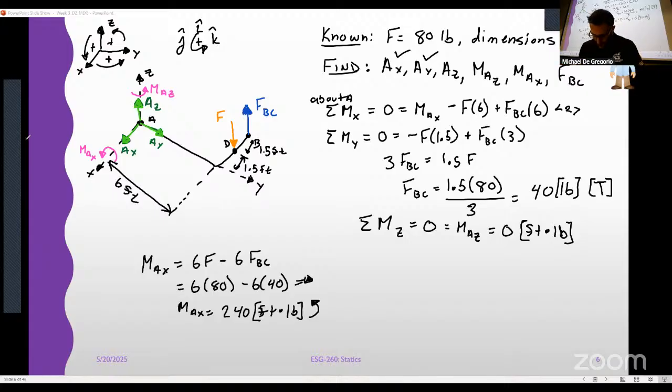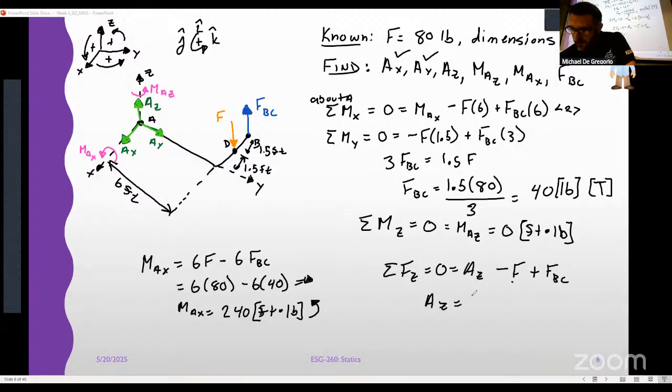So to solve AZ, what do we need? We need to use the sum of the forces in the Z, right? Sum of the forces in the Z equal to 0 was AZ minus F plus FBC. We know F, we know FBC. AZ is equal to F minus FBC, which is 80 minus 40, which is 40 pounds.